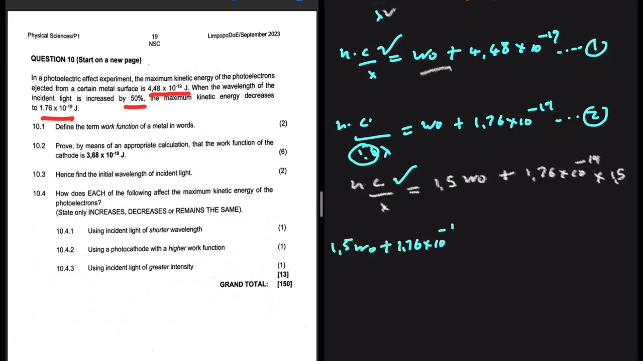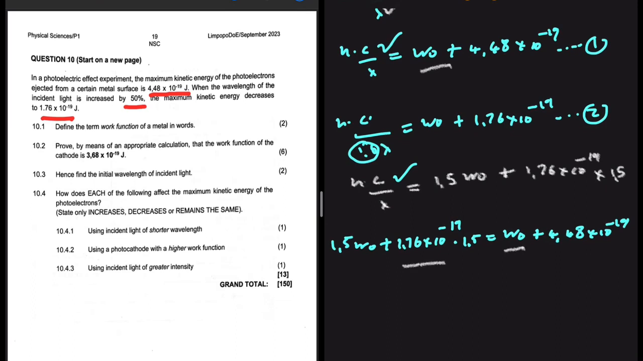If we do that, we're going to get 1.5 work function plus 1.76 times 10 to the minus 19 multiplied by 1.5 equal to the work function plus 4.48 times 10 to the minus 19. Let's take the work function to the left hand side and 1.76 times 10 to the minus 19 multiplied by 1.5 to the right hand side. 1.5 work function minus work function is going to be 0.5 work function. This is equal to 4.48 times 10 to the minus 19 minus 1.76 times 10 to the minus 19 multiplied by 1.5.